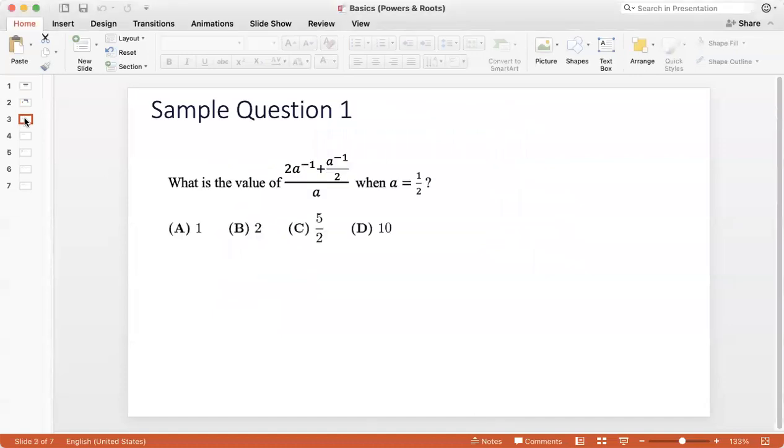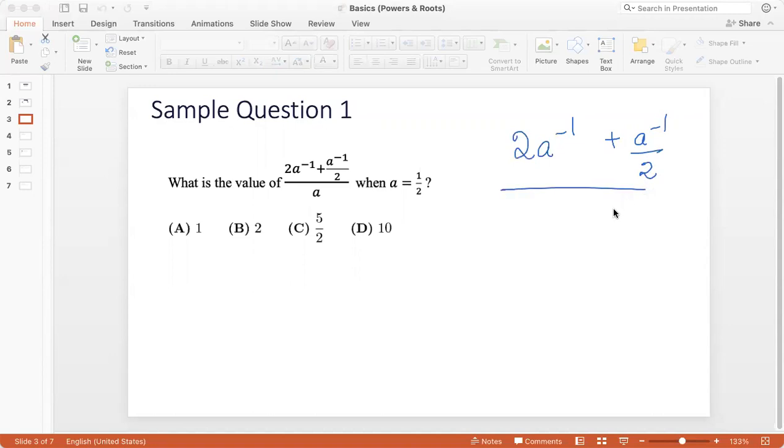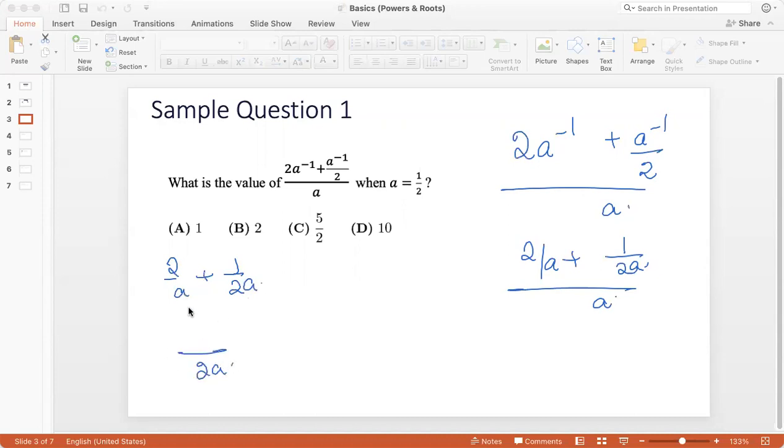So what is the value of this expression when a is half? Okay, so (2a to the power minus 1 plus a to the power minus 1 by 2) whole divided by a. So I can write this as (2 by a plus 1 by 2a) whole divided by a. So let's first solve 2 by a plus 1 by 2a. The LCM of the denominators is 2a. So this becomes 4 plus 1.